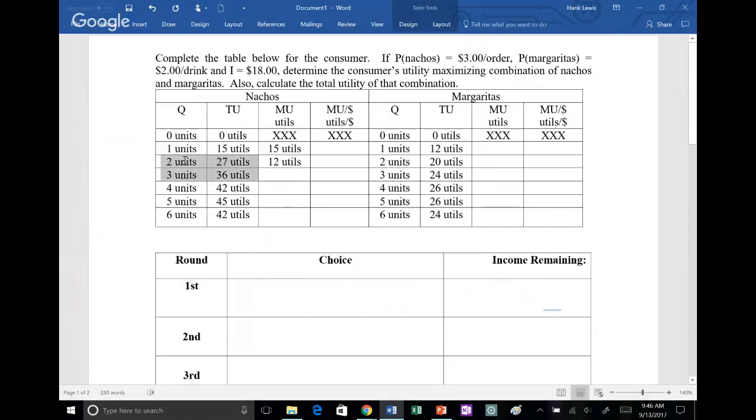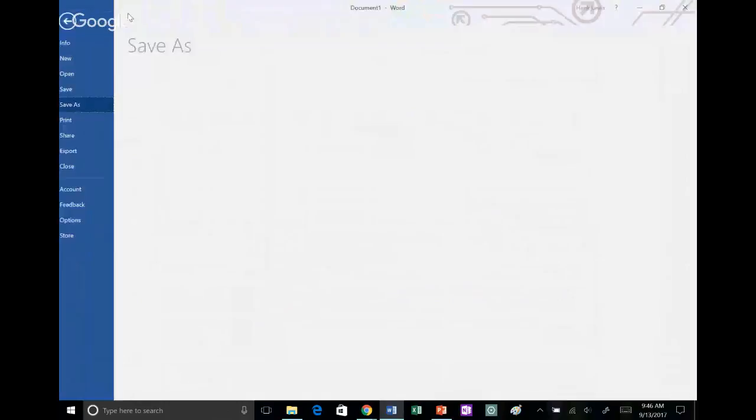I'll talk through one more. Going from the second to the third plate of nachos, 36 minus 27 is a change in total utility. That's 9 utils. And then 3 minus 2, that's 1 unit. 9 divided by 1 is going to be 9 utils, just for, I emphasize, the third plate of nachos. Now, I'm going to go ahead and just put the rest of them in here, but you want to go through the process and make sure you calculate them yourselves. These are all the marginal utilities for the nachos.